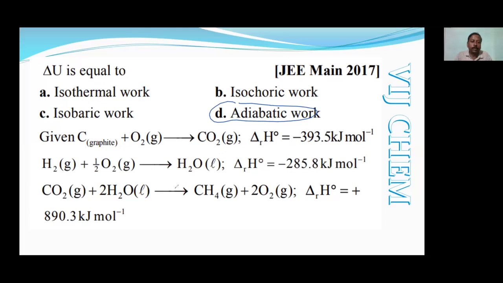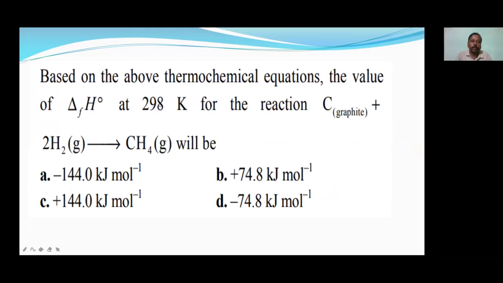Now this type of question just now we have solved. See, these three equations are given, and the question is, based on the above thermal equations, find out this reaction. Similar type we have just solved, but values are different and there is a minor difference in approach. In this question you will get minus 748. I think you will be able to do this. So answer is D option. Now let's see the next question.